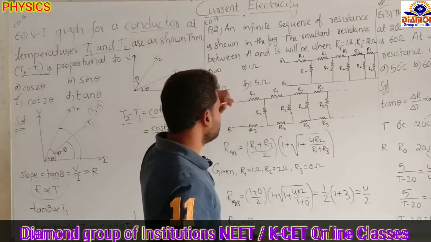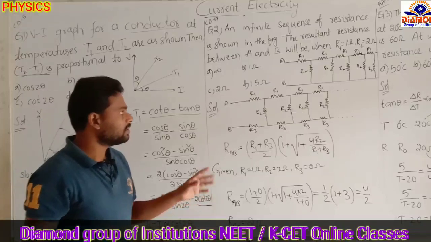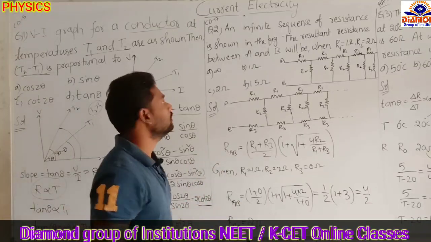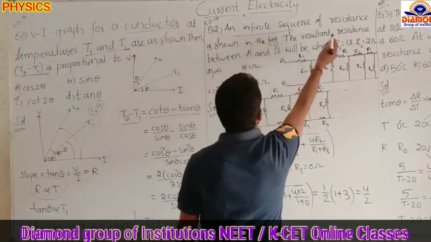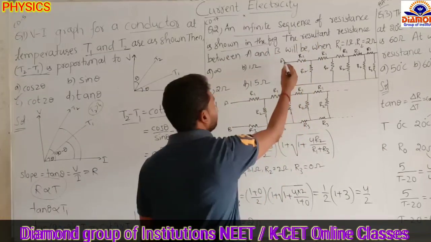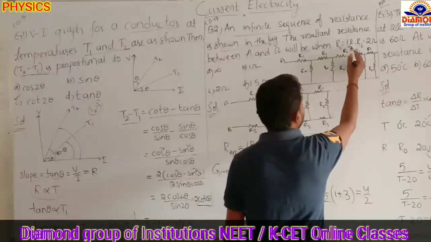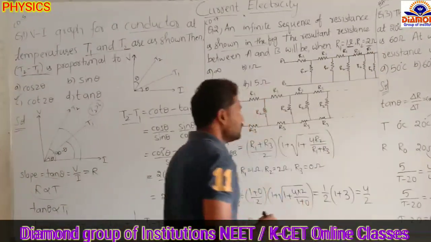And next, this is an important question. I will give you the direct formula, and based on that formula you can solve the problem very easily. An infinite sequence of resistances is shown in the figure. We have to find the resultant resistance between A and B. They have given the R1 value and the R2 value: R1 is 1 ohm and R2 is 2 ohm.